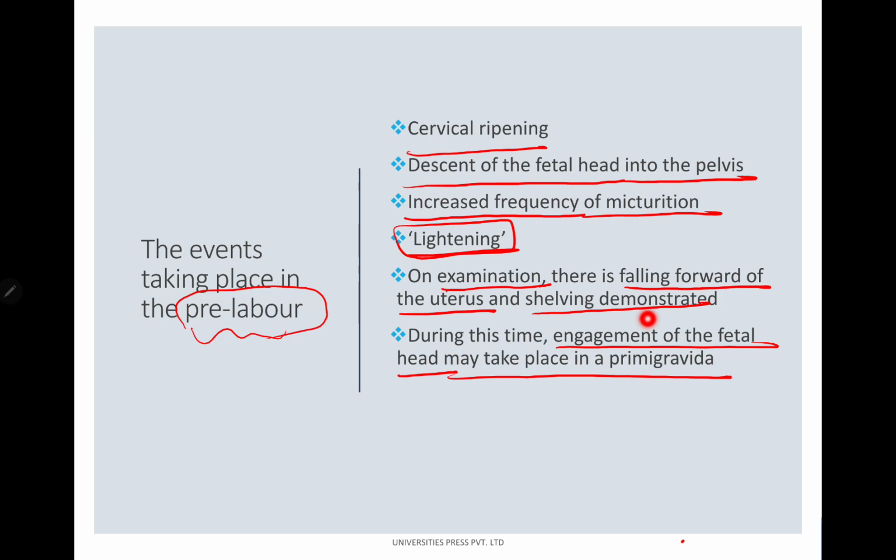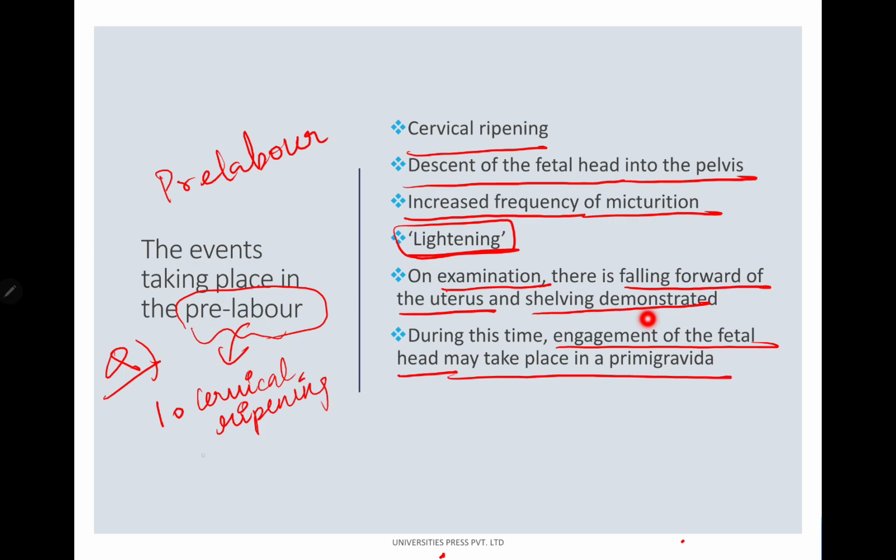If there is a question on what events take place in pre-labor, the first is cervical ripening, the second is increased urination, and third is engagement. A very favorite question of the examiners is that engagement occurs during pre-labor.